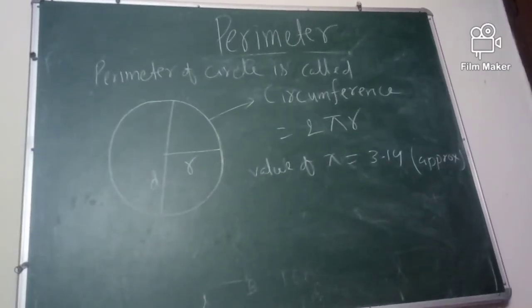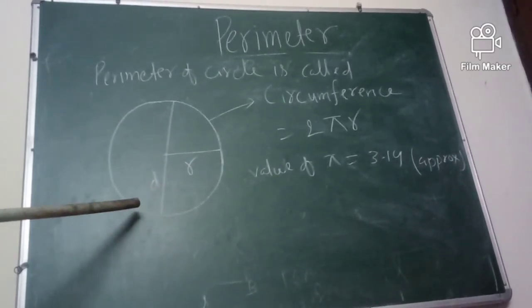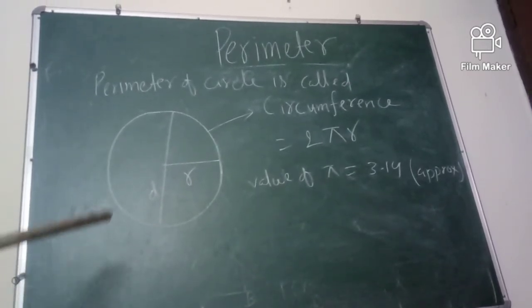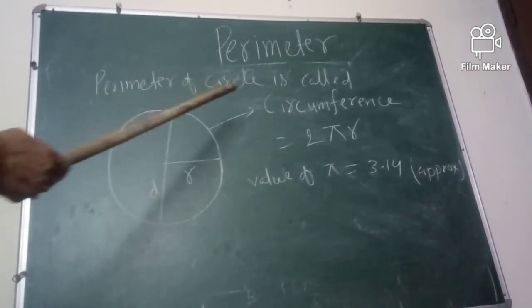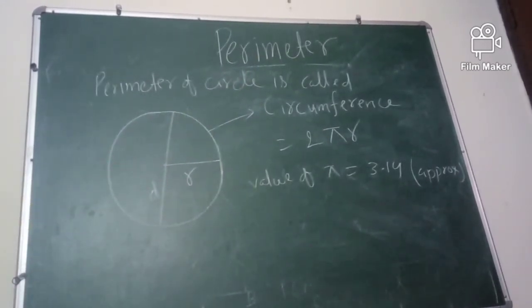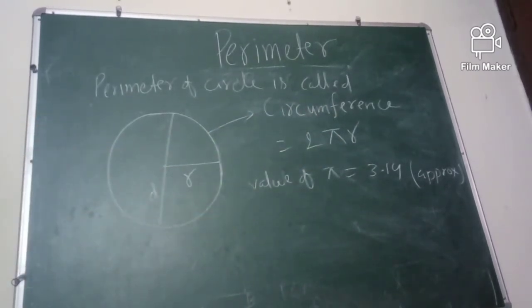Now we will calculate the perimeter of another shape, which is called a circle, which is a non-rectilinear shape. The mathematical formula for the perimeter of a circle, which is called the circumference, is equal to 2 pi r, and the value of pi is approximately 3.14.